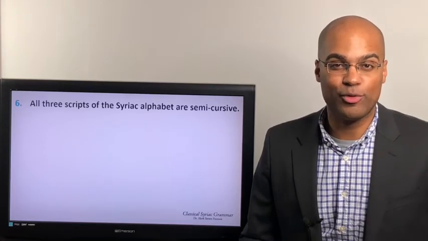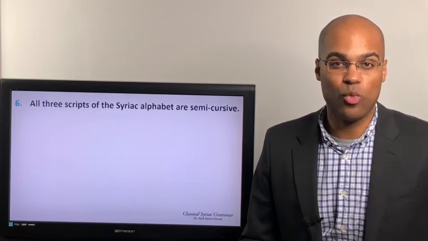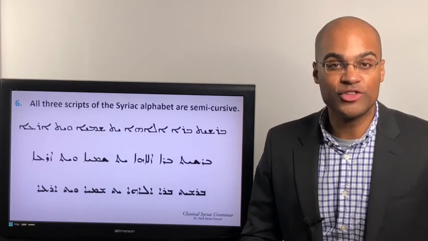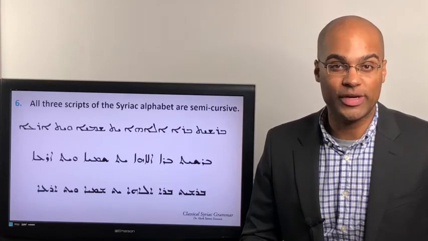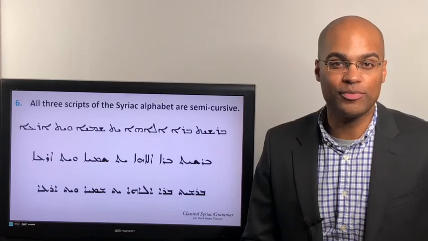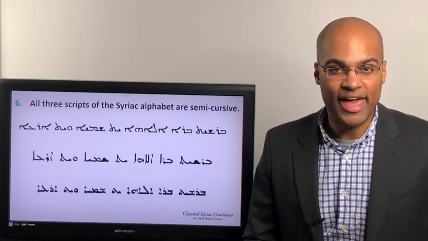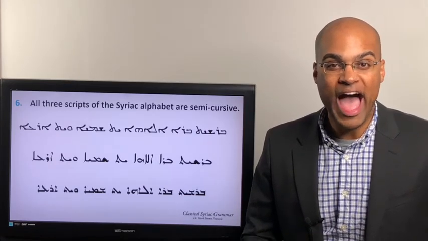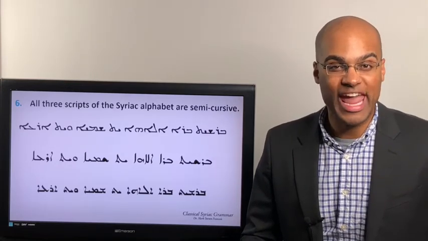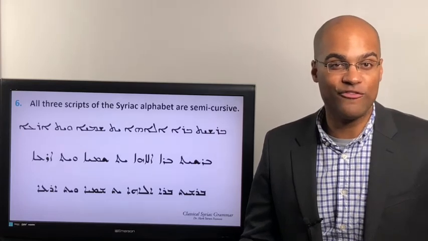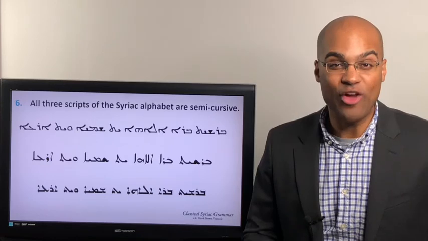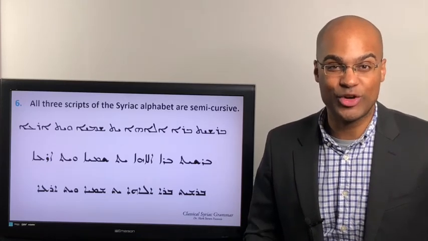Let's take a look at an example that we saw earlier. This is Genesis chapter 1 and verse 1. Notice in all 3 scripts, the letters for the most part are attached all to each other. Now that makes things a little bit more complicated when it comes to learning the alphabet, because not only do you have to learn the shape of the letter, you also have to know how they attach to the other letters of the Syriac alphabet, and which letters can be attached either to the letters that come before or the letters that come afterwards. So Classical Syriac in all three scripts is a semi-cursive script.